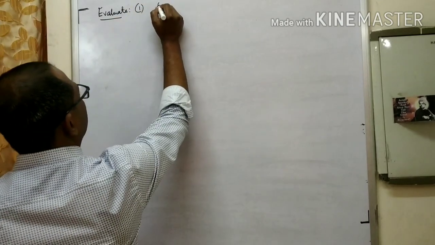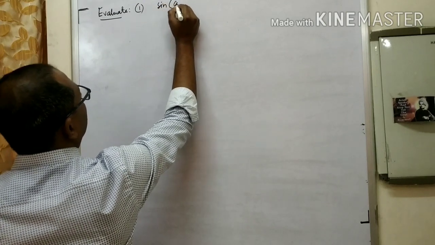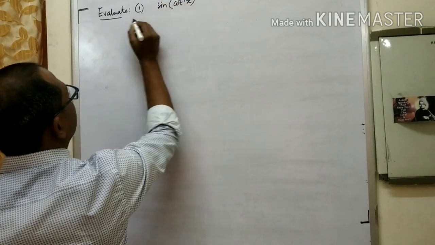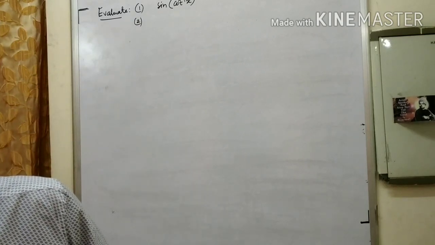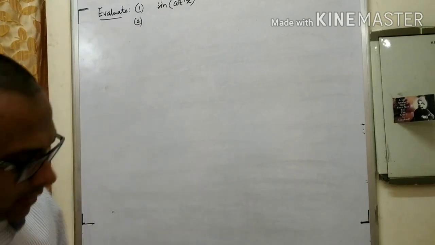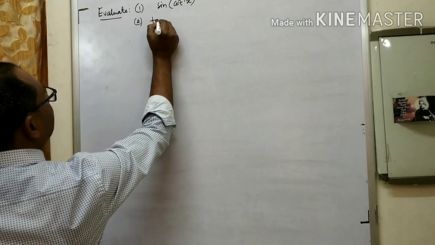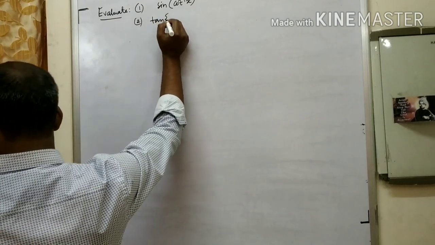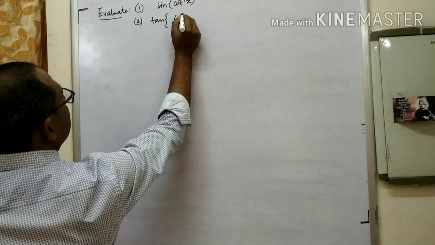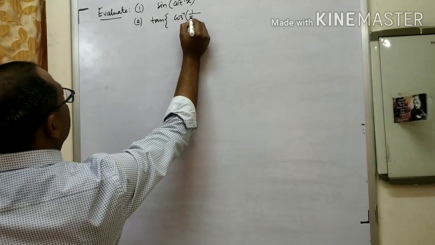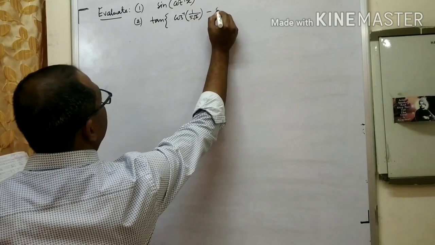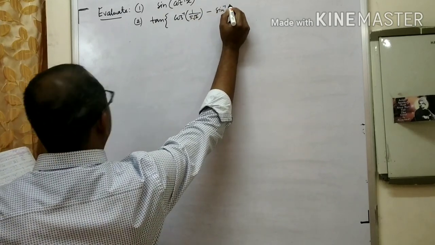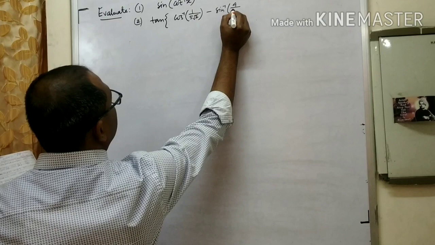Very easy question I am taking. Number 1: sine of cot inverse of x. Number 2: tan of cos inverse of 1 by 5 root 2 minus sine inverse of 4 by root 17.